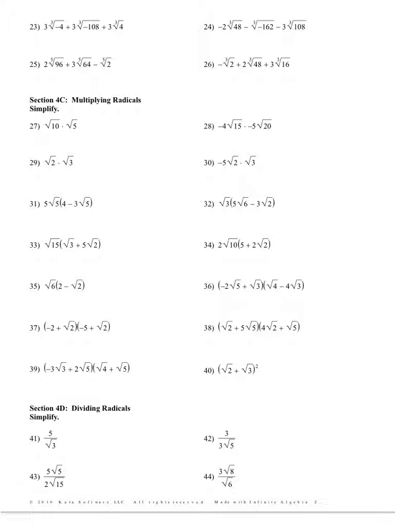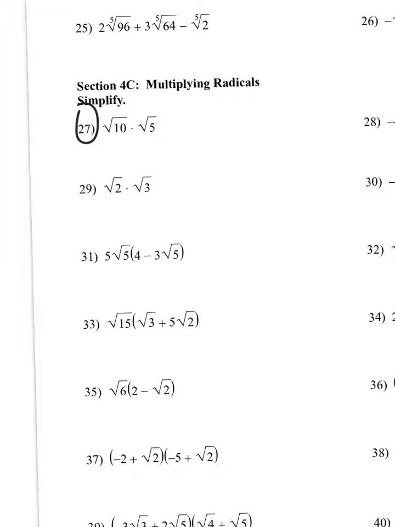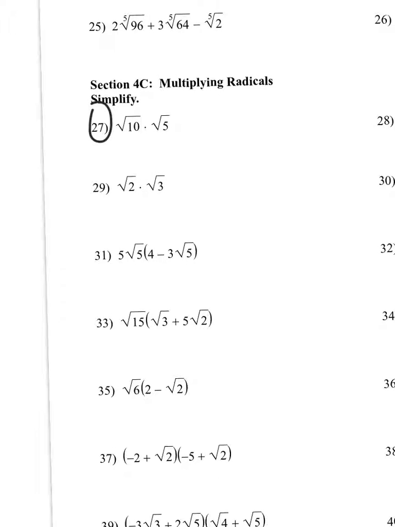Okay, so let's go through and do number 27 first of all. Let me make this a little bit bigger. So the rule with radicals when you multiply them is you multiply any numbers out in front, you multiply things under the radical together. So if I do that, I don't have any numbers out in front on this one, but I'm going to multiply the things that are underneath my square root of 10 times square root 5, which is square root 50.